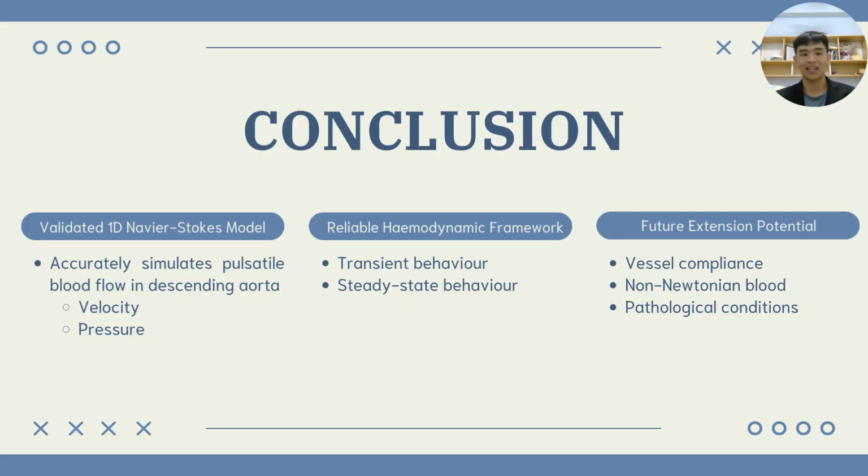As a conclusion, we have validated the 1D, one-dimensional Navier-Stokes model by accurately simulating pulsatile blood flow in the descending aorta, by having all the velocity and pressure values. And we have created a reliable hemodynamic framework by looking into the transient and steady-state behavior of the blood. Besides that, we have also found some future extensions that we can look into, namely vessel compliance, non-Newtonian blood, and the pathological conditions of the patients.